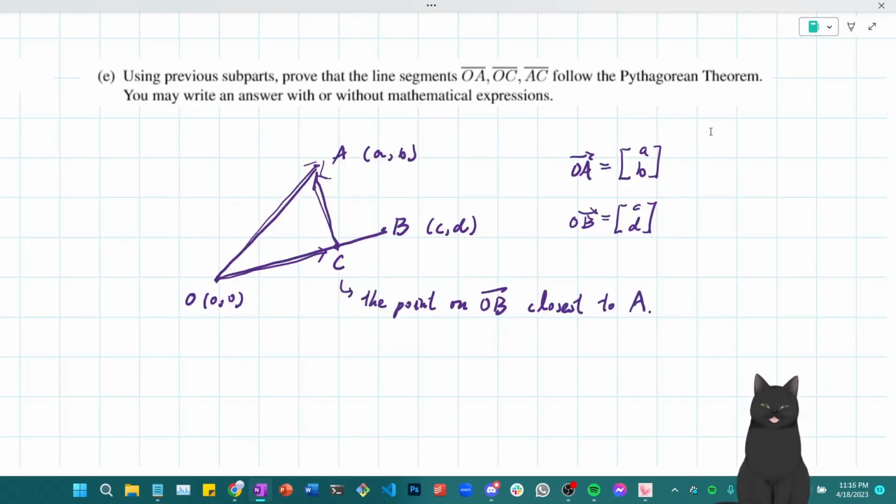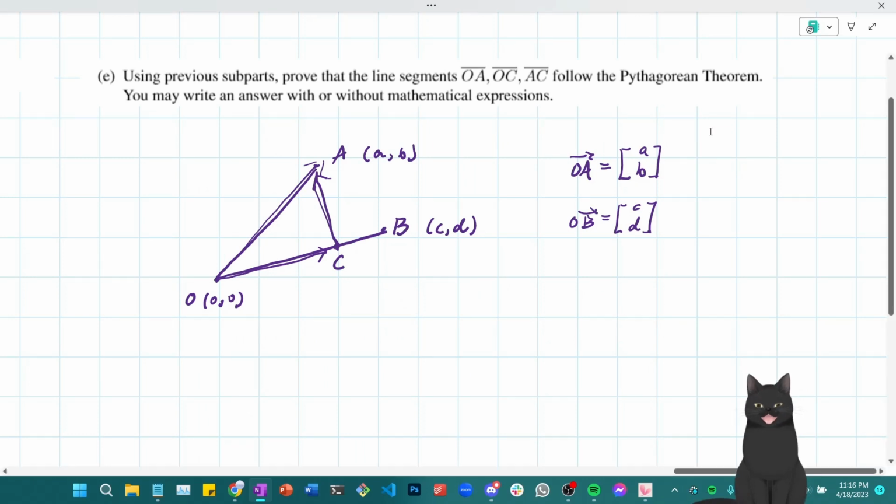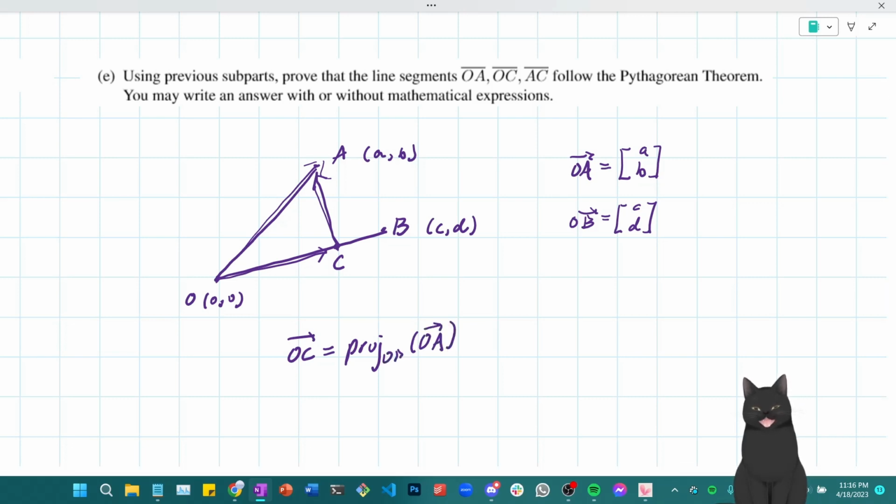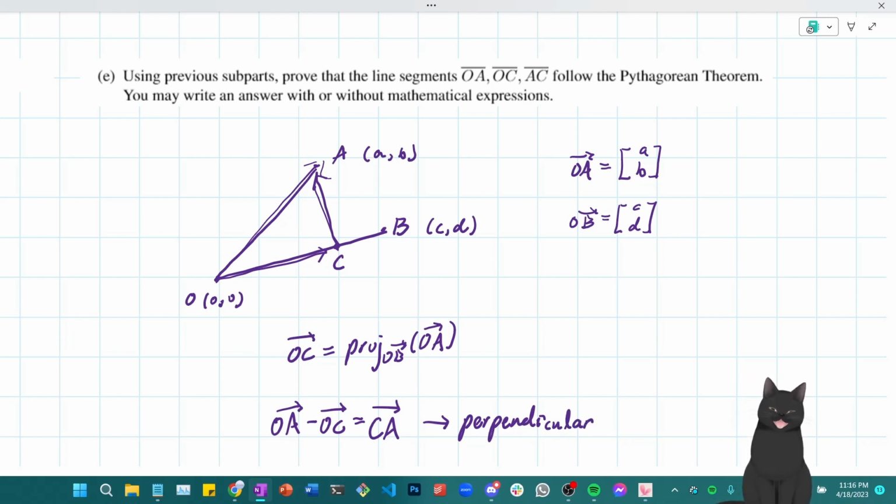There's a very important point here, which is that OC is equal to the projection of OA onto OB. And what this tells us is that OA minus OC, which is actually equal to CA, is perpendicular to OB. The difference of a vector with its projection is perpendicular to the direction upon which it's projected. CA is, in other words, perpendicular to OB.